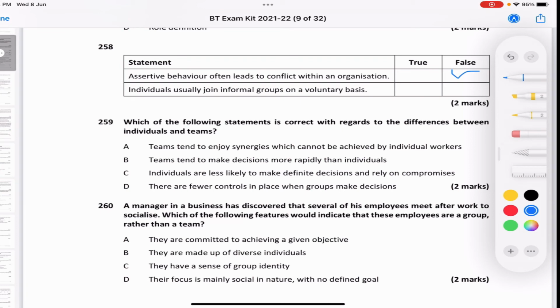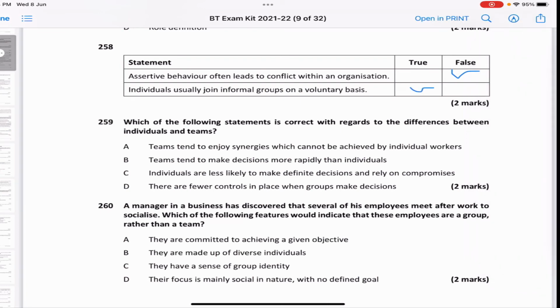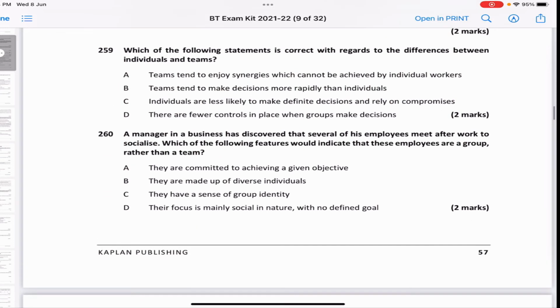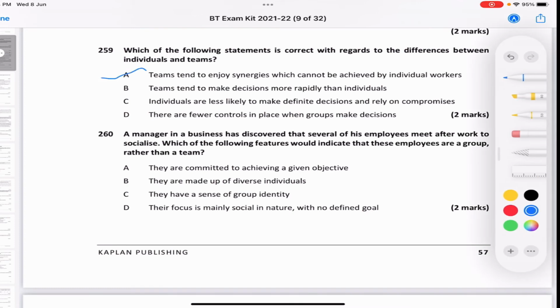Individuals usually join informal groups on a voluntary basis. That's right, for meeting their social needs. Which of the following statements is correct with regards to the differences between individuals and teams? Teams tend to enjoy synergies which cannot be achieved by individual workers. I think we can go with that.